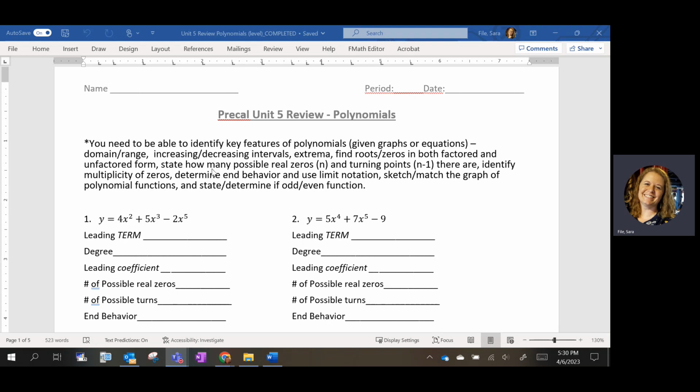And we need to be able to state how many possible zeros and turning points there are given the equation. We need to be able to identify the multiplicity of those zeros and determine the end behavior using limit notation. And then we need to be able to sketch or match or find the graph given an equation. Last but not least, state or determine if it's an odd or even function.